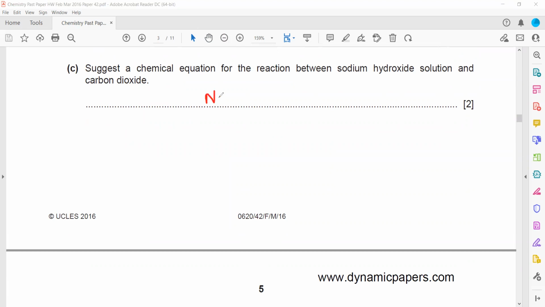Sodium hydroxide, what is this, acid or base? Hydroxide is there. Sodium hydroxide contains OH. So it is a base, that's right. Carbon dioxide is a non-metal with oxygen, and carbon dioxide is an acidic oxide. So when an acid or acidic oxide reacts with a base, what will be the product? The product will be salt and water.